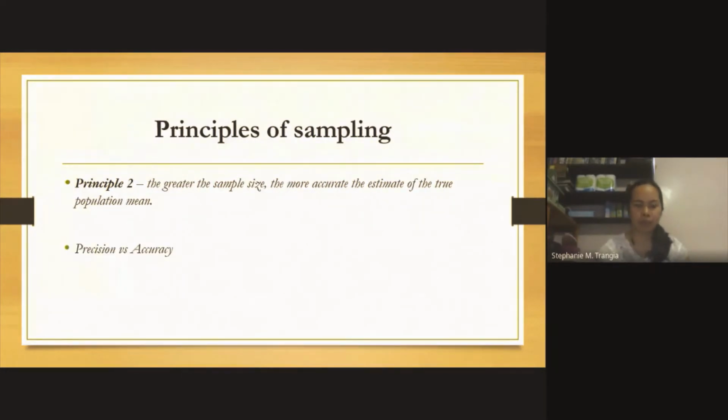Principle number 2: the greater the sample size, the more accurate the estimates of the true population mean. To determine the sample size, I suggest you use the Lorenz formula, the easiest way of determining your sample. But as a concept in statistics, precision versus accuracy: the higher the number of samples, the closer your value will be to the true mean. The smaller your sample, the farther it may be from your true mean. With accuracy, if the bullseye is your true population mean, you will be sure that the sample mean will just be surrounding the true mean.